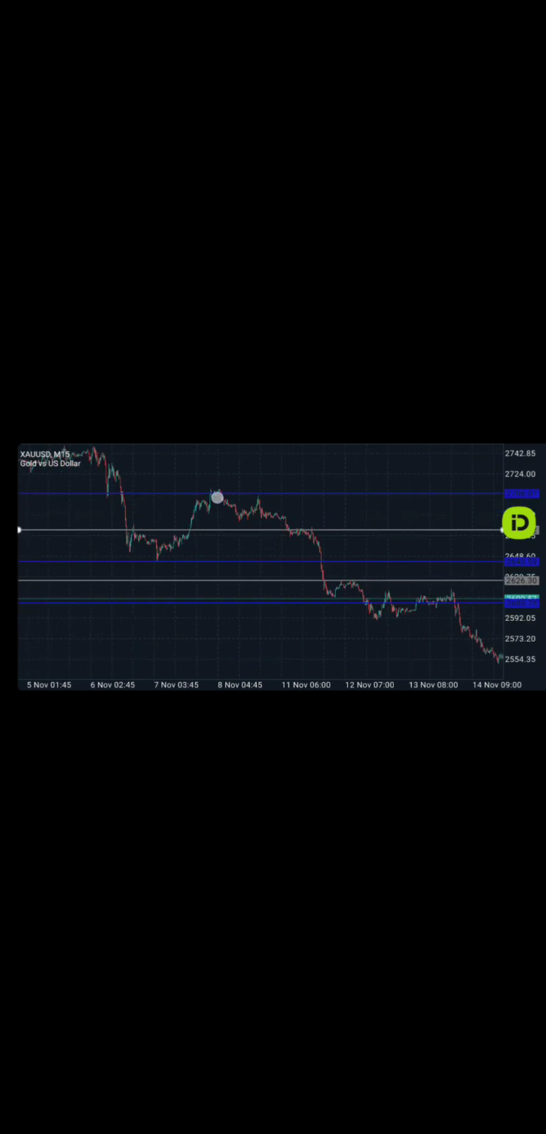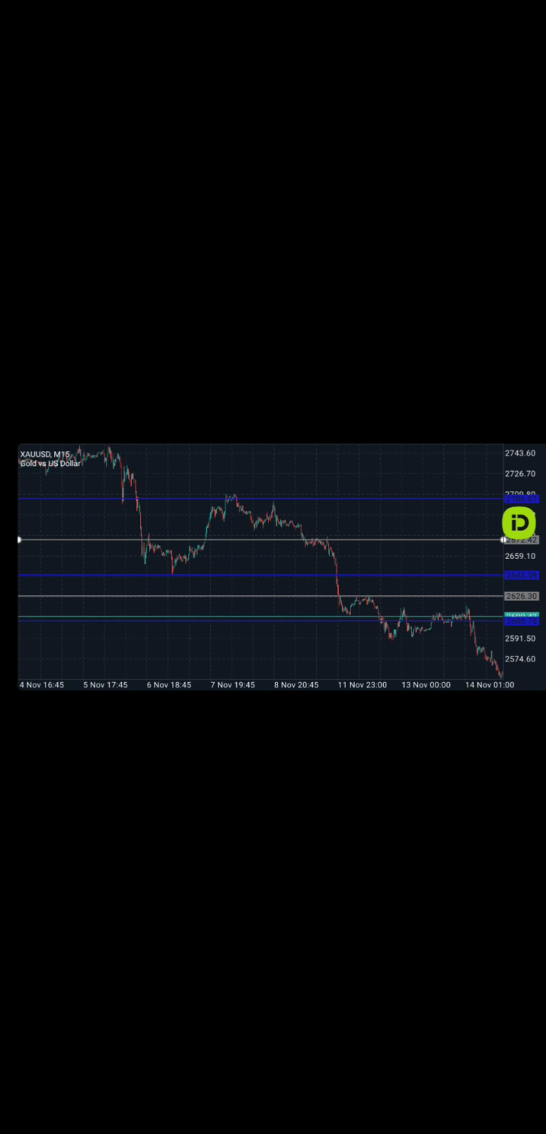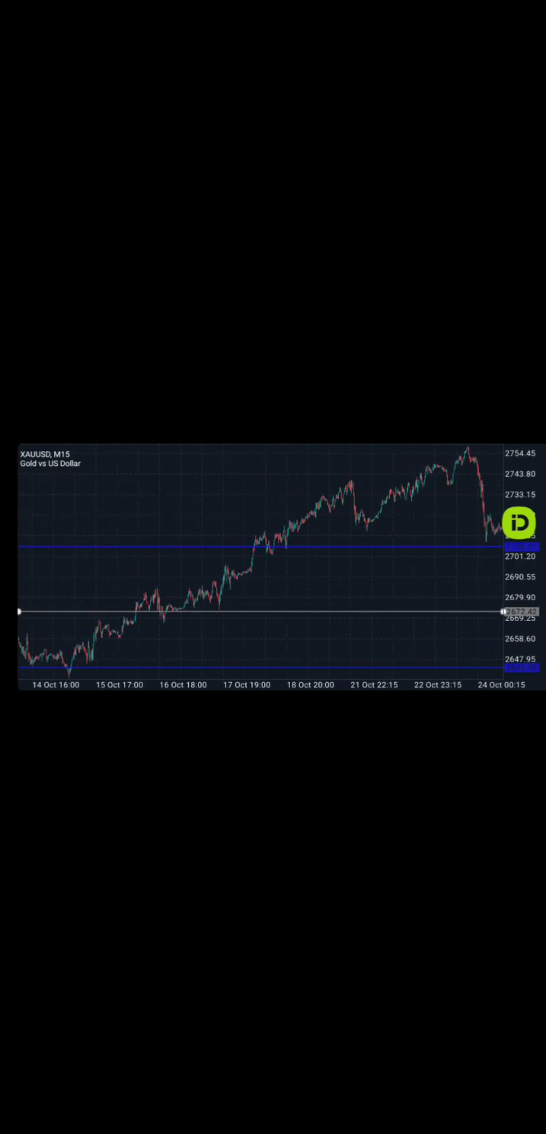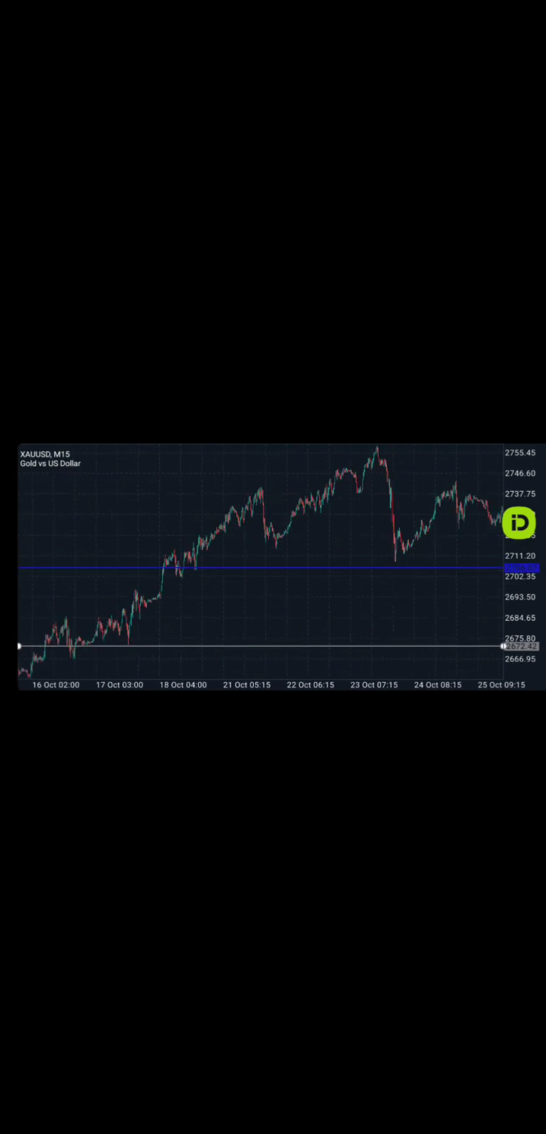The market got resistance from this level there. We also got resistance from that level and that level and that level there. And if we go back, there's that level, that point there as well, and that other point.